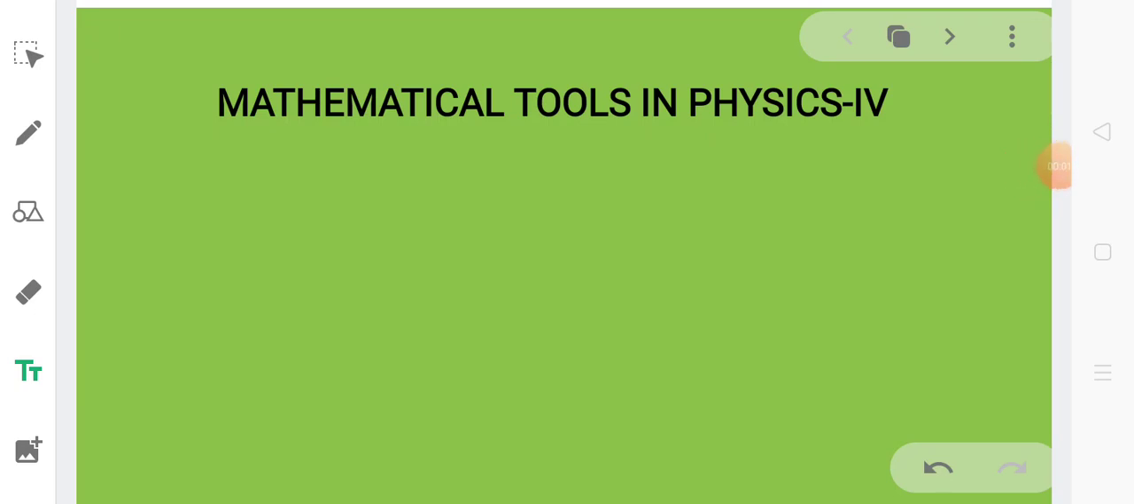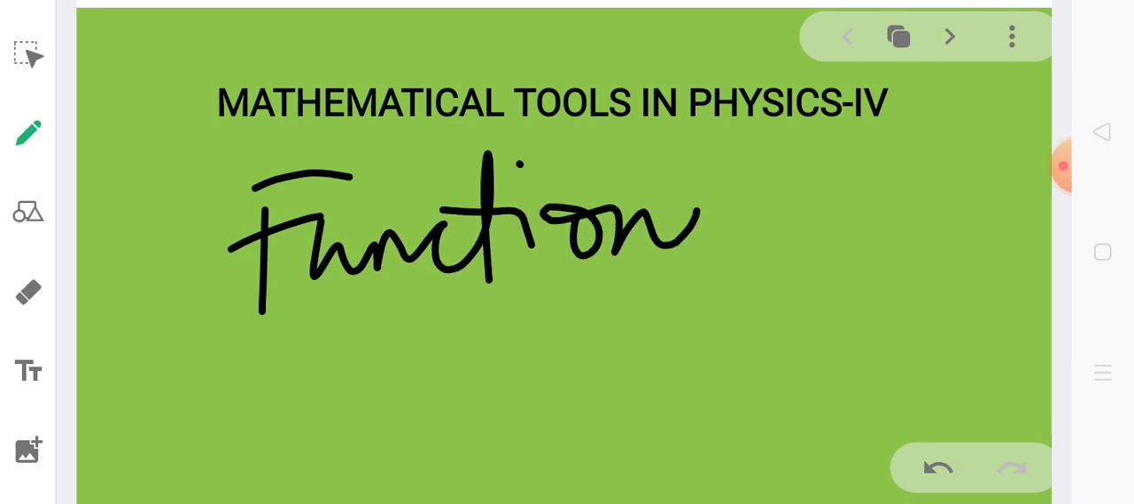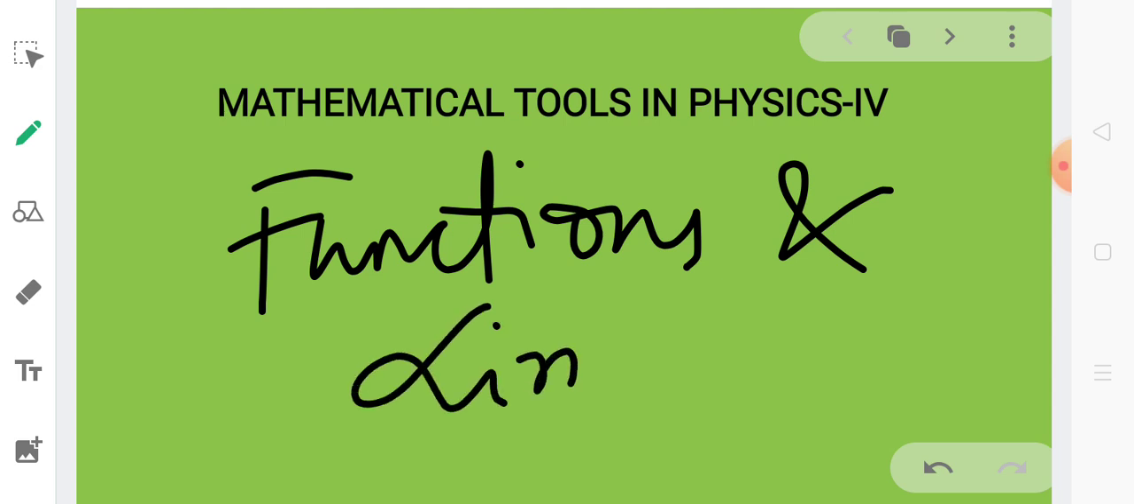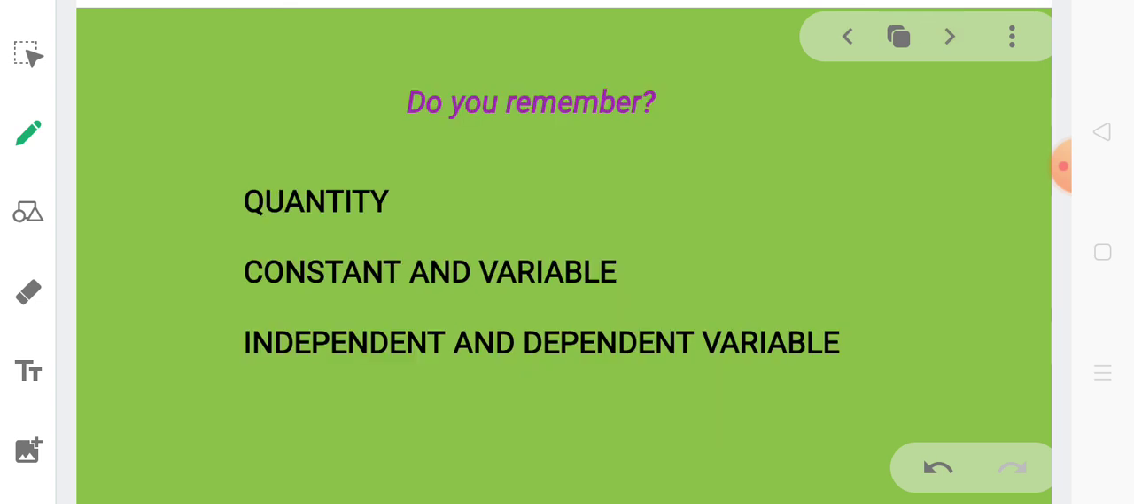Students, today we will be discussing a new topic in our classes on mathematical tools and physics. Today we will discuss functions and limits. Now, before I discuss functions, there are certain terms related to it.